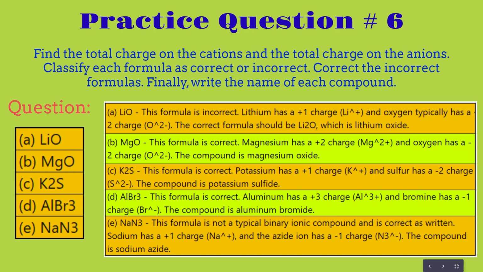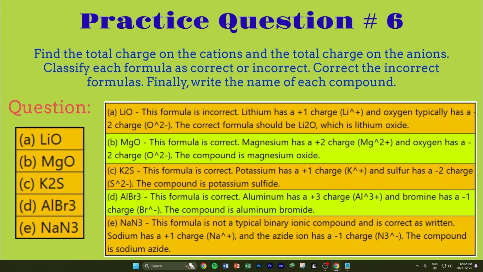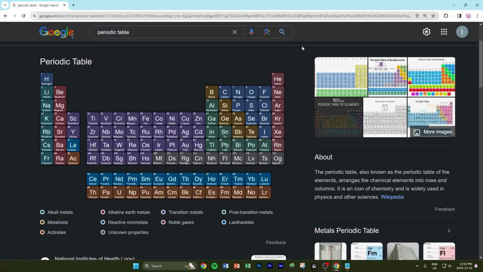So if we look at the periodic table once more, lithium is right here. So lithium has 3 total electrons, so that means the outer shell has 1 valence electron. And if we look at oxygen, as we said in the last slide, oxygen has 6 valence electrons and it needs 2 more.